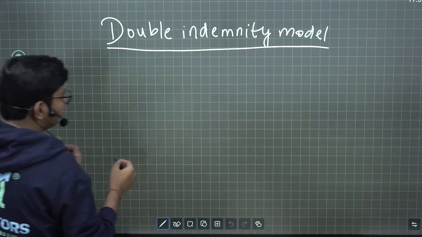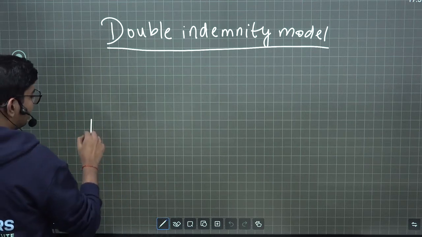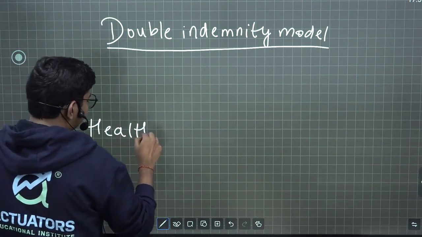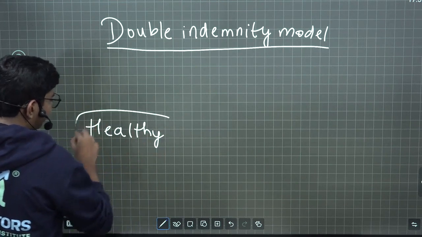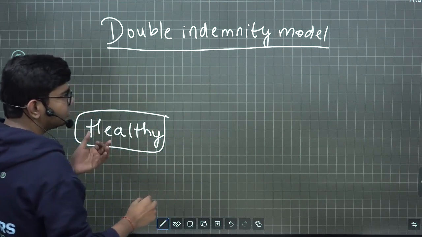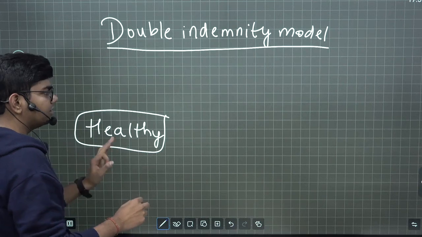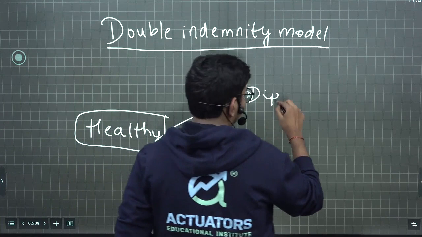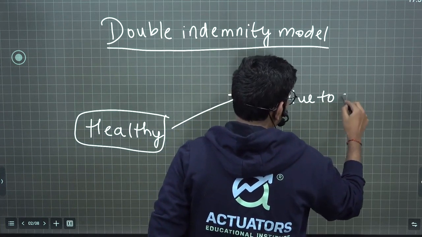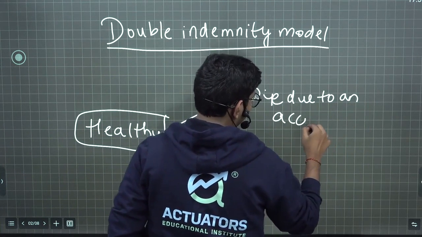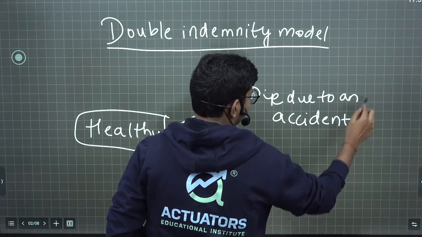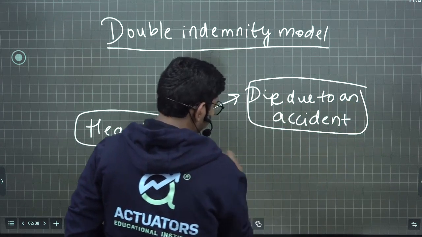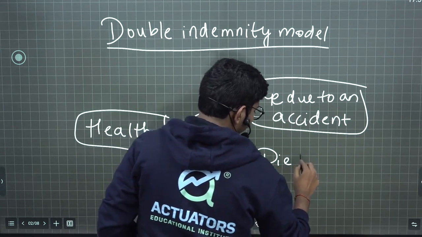If I were to die due to unnatural causes, or accidental death. So I would be in a healthy state. From the insurance company's perspective, there are 3 states here. First is a healthy state, and then either I can die due to an accident, or I can die due to natural causes.